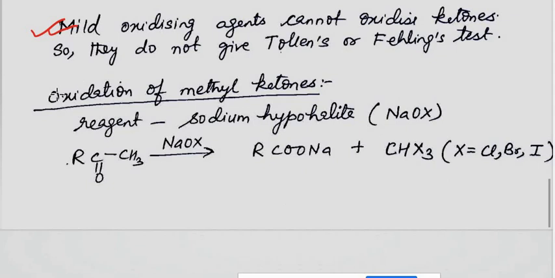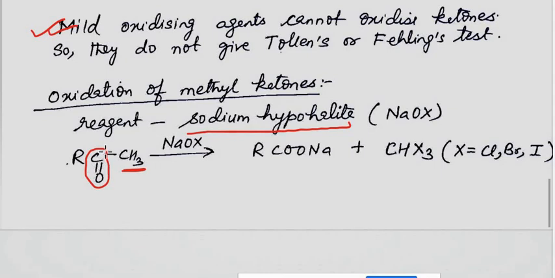As I told you, oxidation of methyl ketones by using sodium hypohalite. This is the next part, oxidation of methyl ketone. What is a methyl ketone? Methyl ketone means when to the C double bond O, a methyl group is attached, it is known as methyl ketone. Look over here.